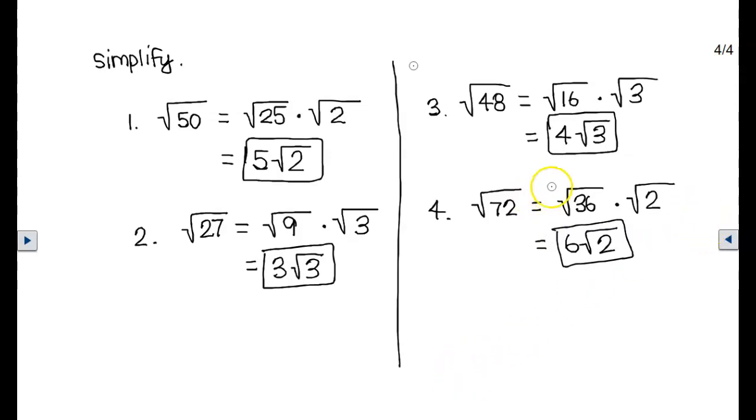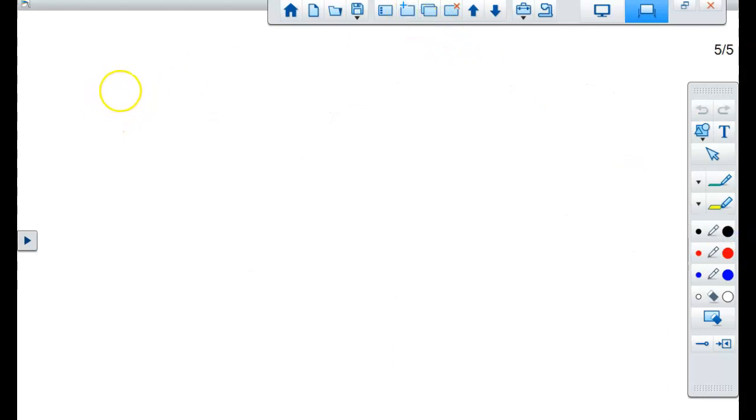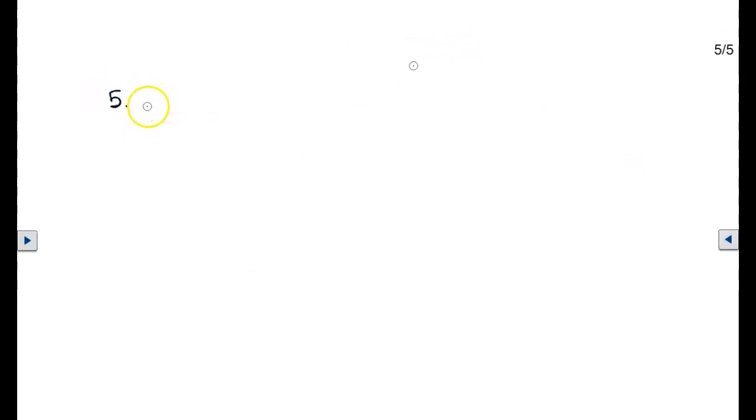Hopefully this is making sense. So on every single one of these, we're factoring the number into two parts. One of those parts has to be a perfect square. It's got to come from the list, and it needs to be the biggest number in that list. And then the second number will be whatever's left over. Okay, so now let's try simplifying the square root of 192.